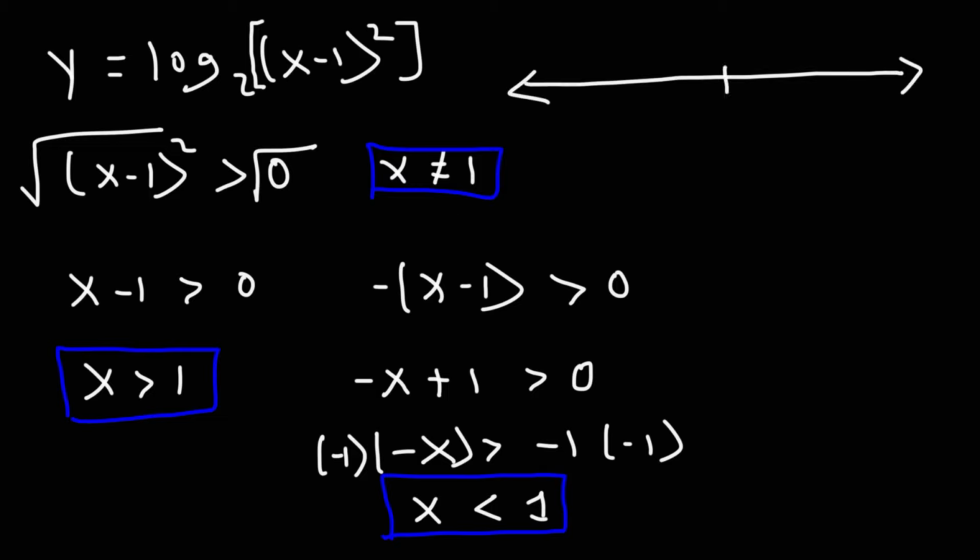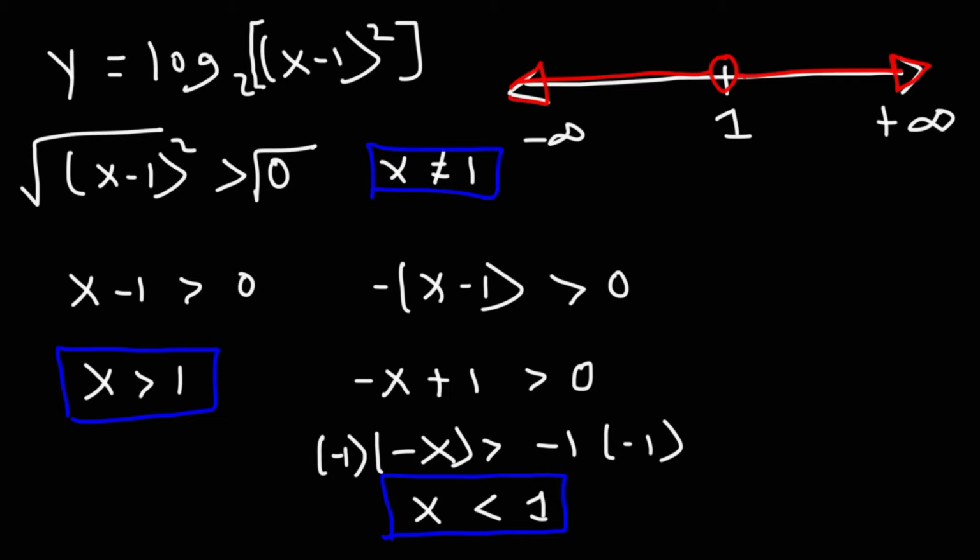So first let's start with 1. We're going to have an open circle at 1. Now x can be greater than 1, so we'll shade to the right. And x is also less than 1, so we'll shade to the left. In other words, x can be anything except 1.